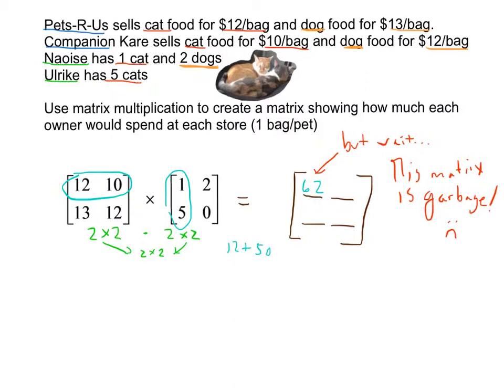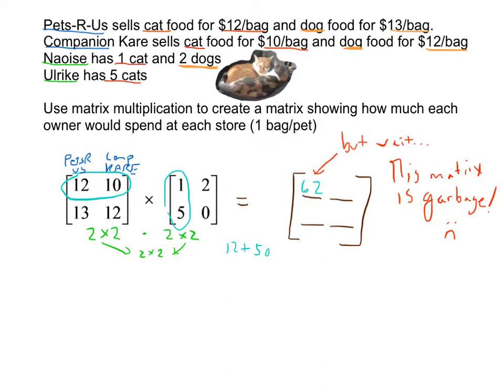Now, how could we have perhaps known this earlier? Let's label the rows and columns. This 12 and 13, that's for Pets R Us. The 10 and 12, that's for Companion Care. Here, the 12 and 10, that's for cat food, and the 13 and 12 is for dog food. Now over here, this row is counting Nisha's pets, and this one counts Urika's. And the headers for the columns up here, the 1 and 5, that counts cats, and the 2 and 0 counts dogs.